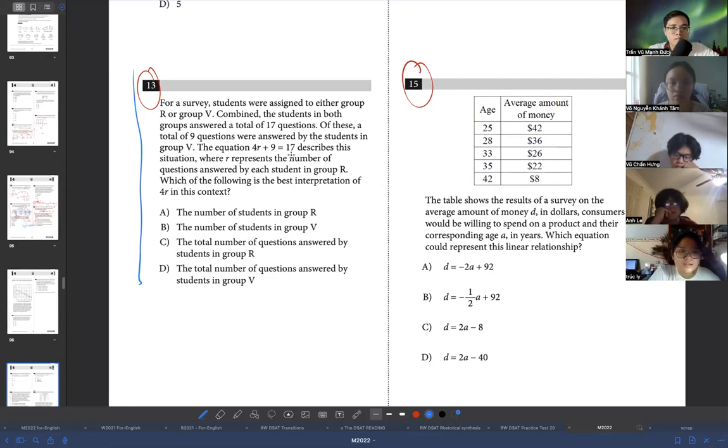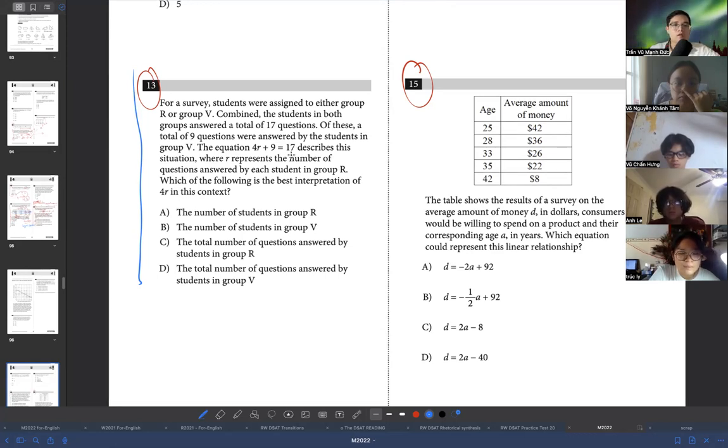The question is about what R stands for, and it also suggests that R represents the number of questions answered by each student in group R, and I think that 4R is the total number of the questions.